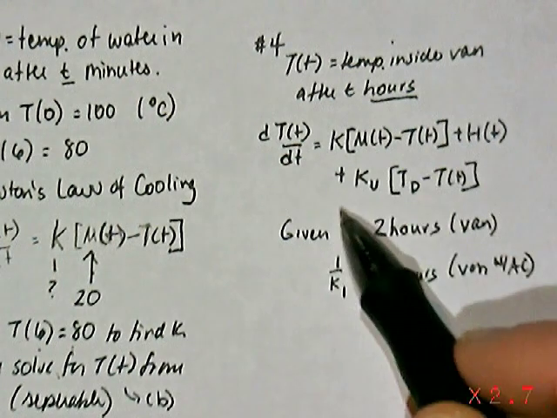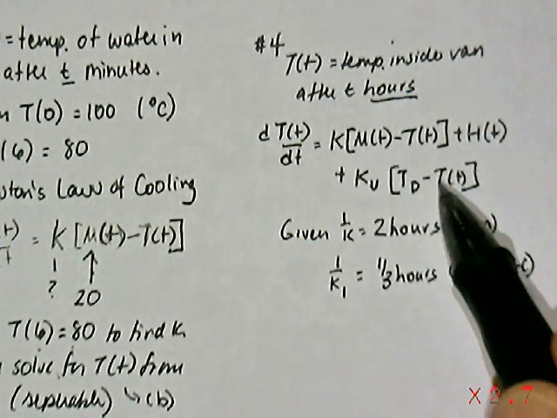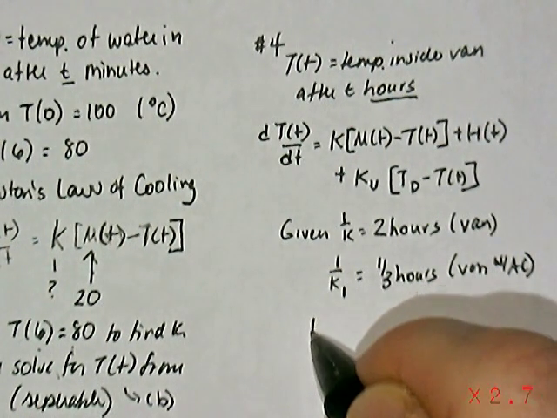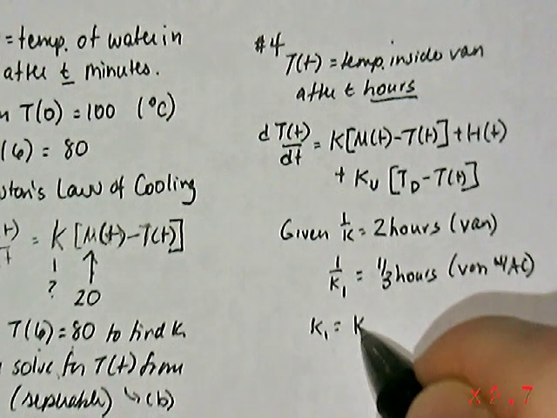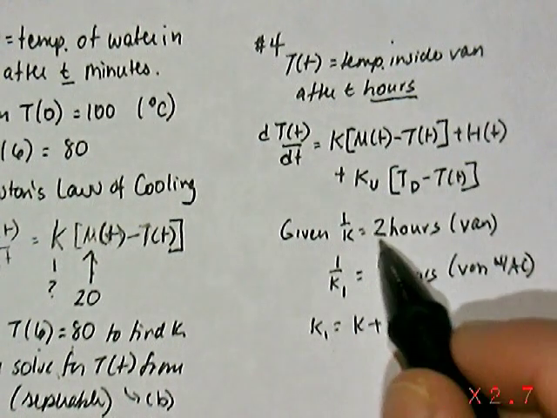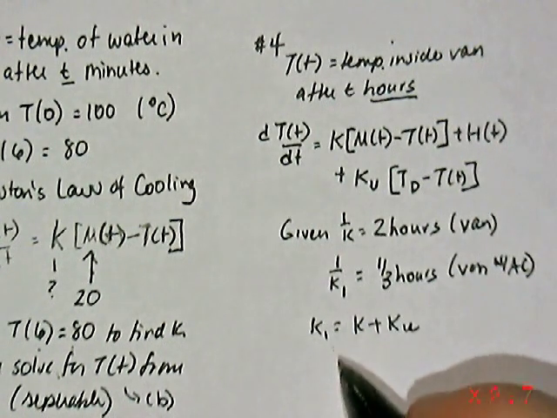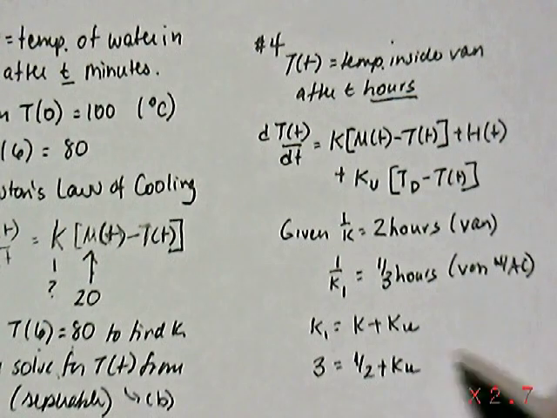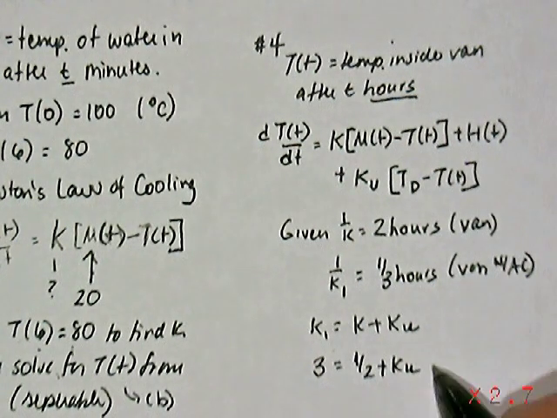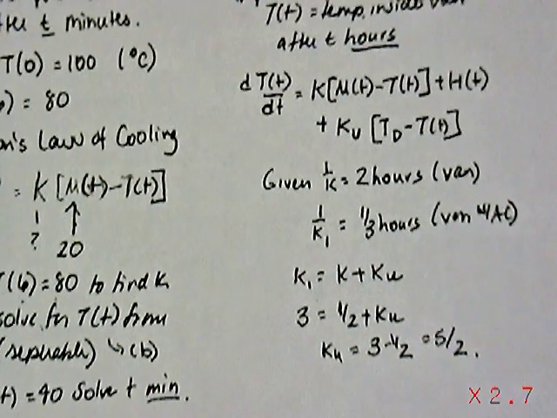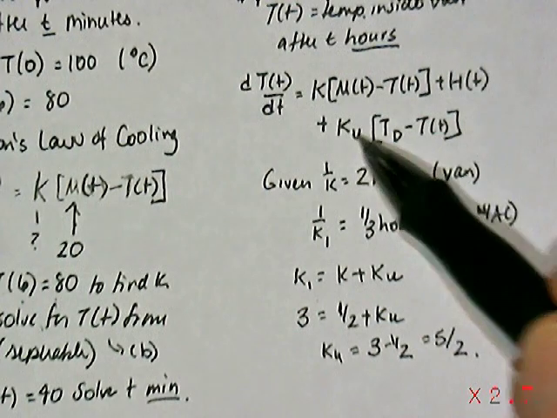And so now we have this model where you're looking at an influence of the outside and the influence of turning the air conditioning on. The relationship between these constants, which was given to you, is that K1 is equal to K plus Ku. Of course, now you knew that 1 over K is 2, and you know that 1 over K1 is 1/3. So that would say that 3 has to be 1/2 plus Ku. So we've already figured out that the Ku constant must be equal to 3 minus 1/2, which is 5/2. So we almost have all the components now. We know what K is, we know what Ku is.